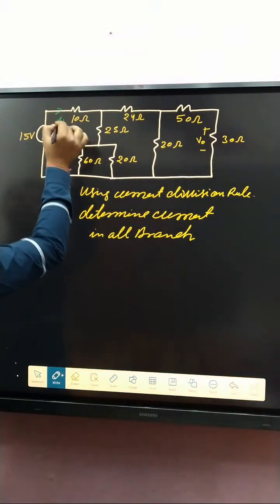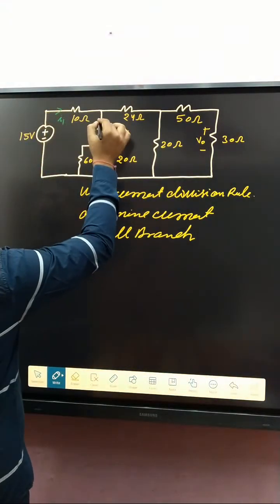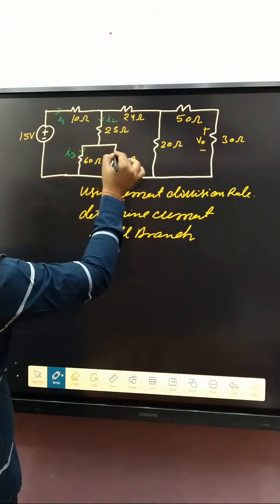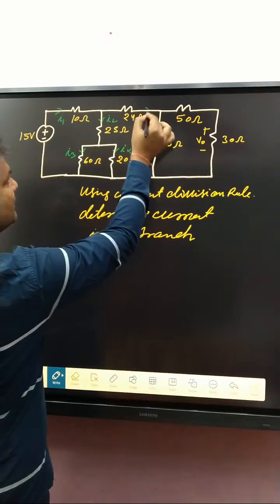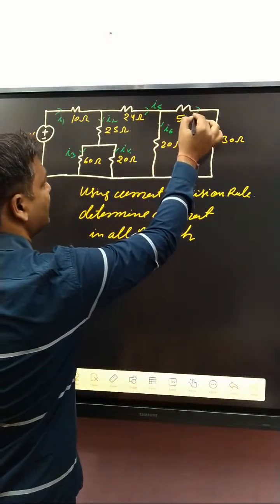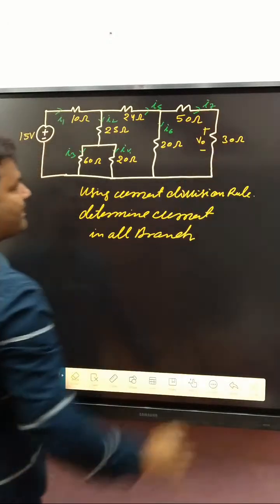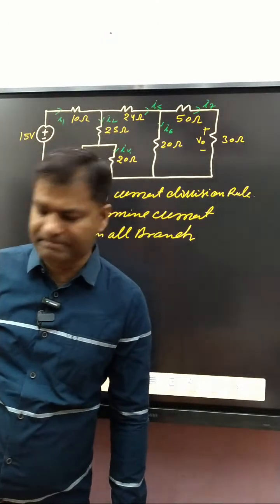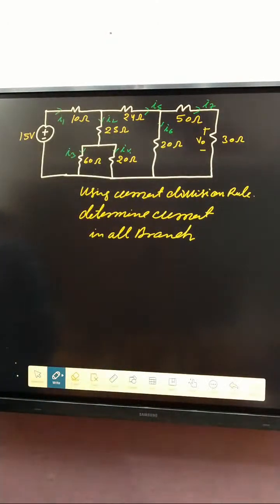That branch current I1, here given I2, here I3, here I4, here I5, here I6, here I7. Okay. First of all, everyone try. After that, I will solve.